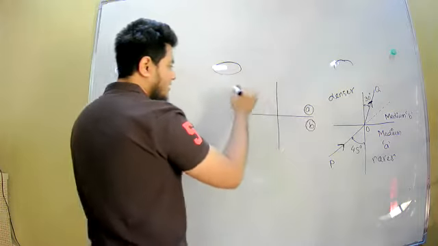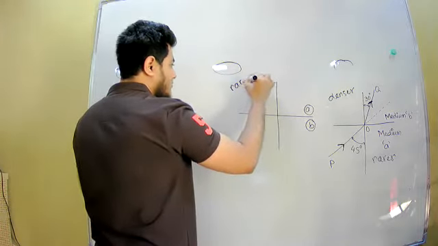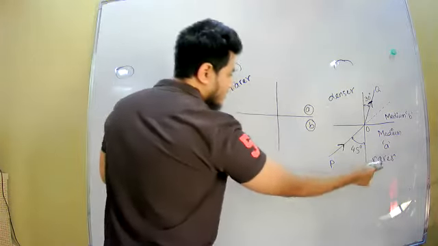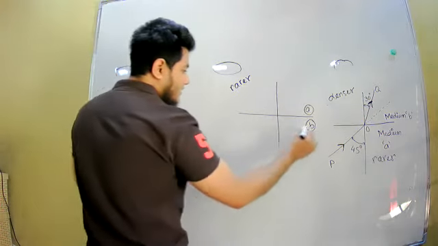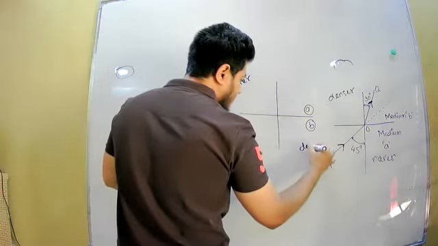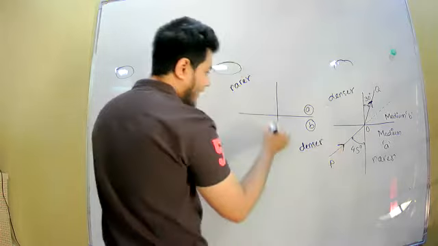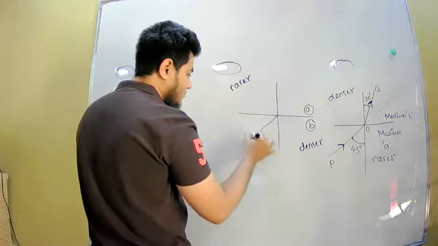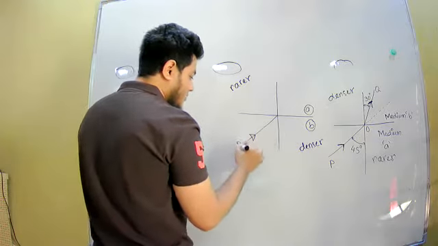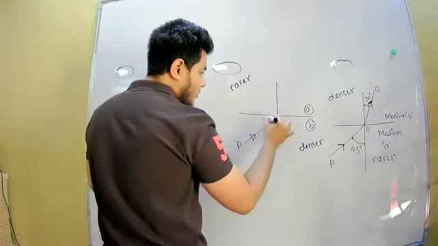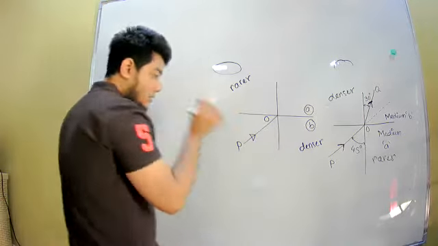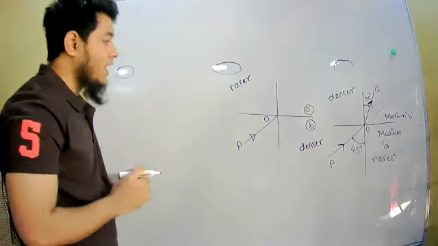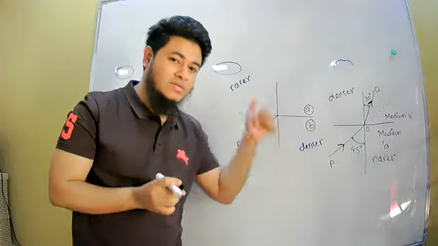As we know, medium A is the rarer medium. Before it was here, now they interchange. And this medium B is the denser medium. And the incident ray is going to remain the same. This point is P and this point is O. So the light ray is now passing from denser to rarer.